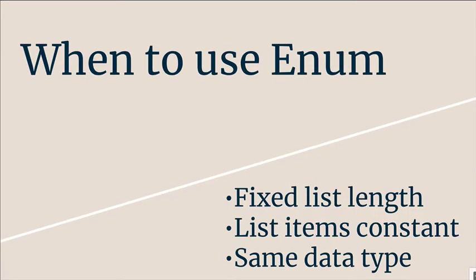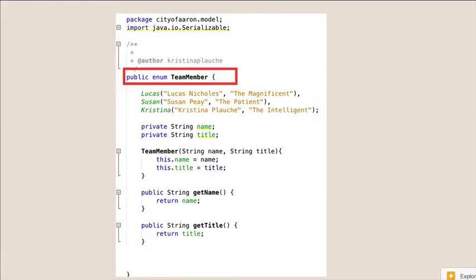All right, when to use an enum. You use enums when the list length is fixed, the list items are constant, and the list items are also of the same data type. An example of enum in our code is from the team member class in the model layer. This is the method called in the list view to list the game authors. The game authors are a fixed length list that doesn't change, and they are all of the same data type. And you can see that here. We're all character data, text data, our names and our titles.